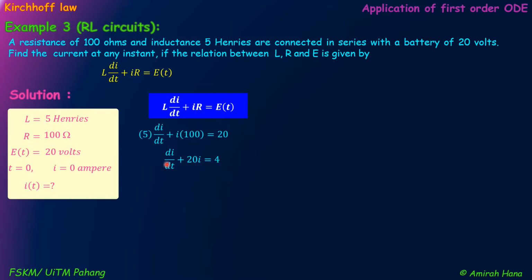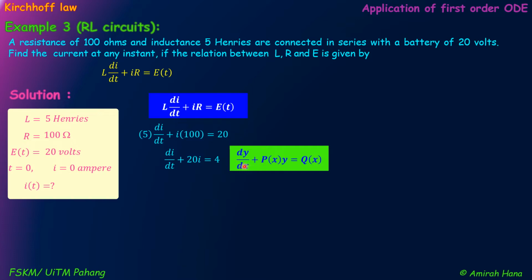After we write the coefficient of di over dt equals positive 1, then we can compare with the linear equation formula. Under the linear equation formula, we have dy over dx plus P(x)y equals Q(x). When we compare, variable I here is similar to variable y, and variable t here is similar to variable x. I means current and t means time, right?